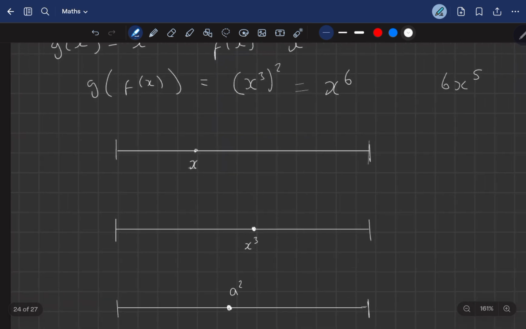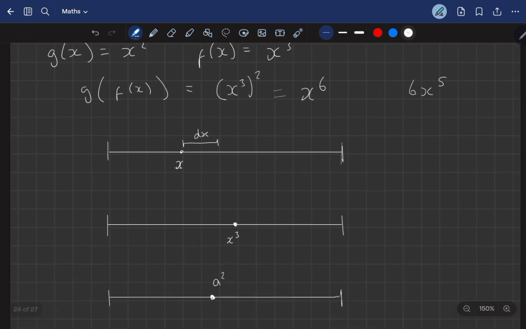When I take a slight nudge in x, what happens? I just shift this by dx. Okay, there's a small difference in x. Now, this difference in x happens over here too. So in this number line, which has mapped x cubed, a slight nudge in x has also been caused. Now, what is the change in the value of x cubed on this number line? This represents the derivative of x cubed. What is the change of x cubed for a slight nudge in dx? And this is just the derivative of x cubed, which is 3x squared.